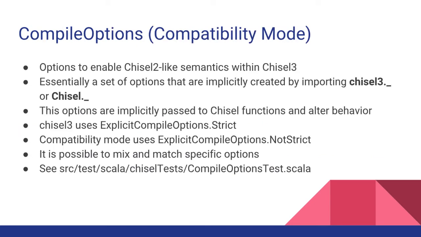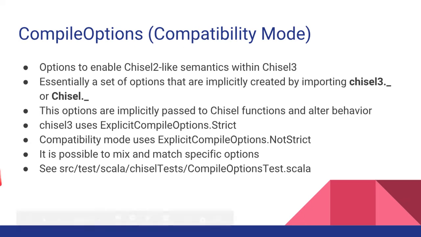The compile options, as I mentioned, allow us to enable Chisel 2-like semantics within Chisel 3 code, and so we implicitly create these objects and pass them to every Chisel function call, and that allows us to be less strict about code that is using the older Chisel semantics. And kind of neat, it's possible to mix and match these options. You probably shouldn't very often because it will likely go wrong, but it's something you can do. You can do it explicitly.